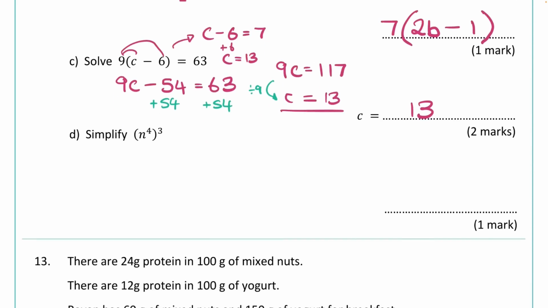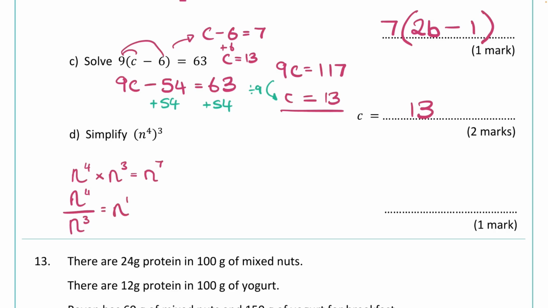Now our final question here is looking at a law of indices. Not forgetting, there are quite a few different laws of indices. You can have things like n to the power of 4 times n to the power of 3. That's where you add the powers, so that would be n to the power of 7. You can have n to the power of 4 divided by n to the power of 3. That's when you subtract the powers, and that would be n to the power of 1.